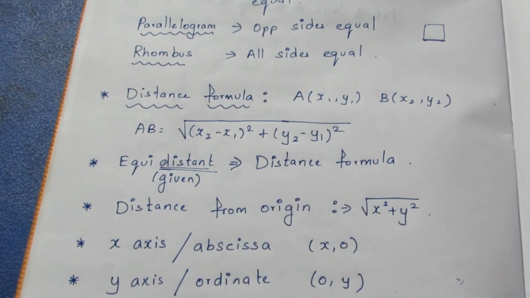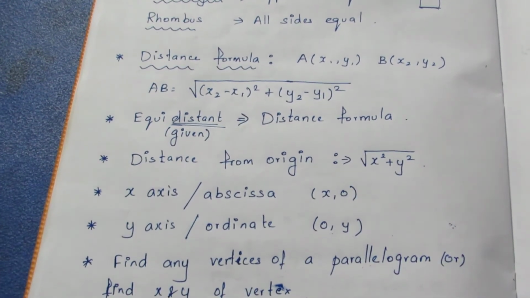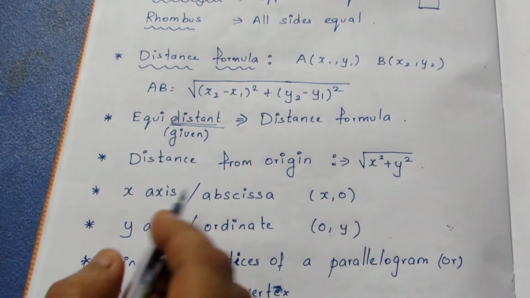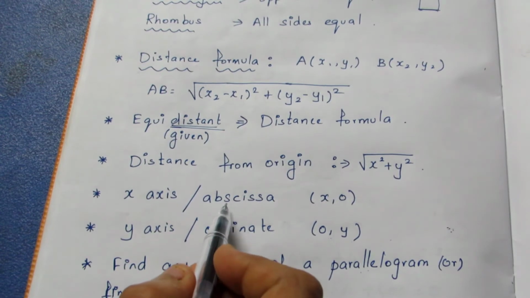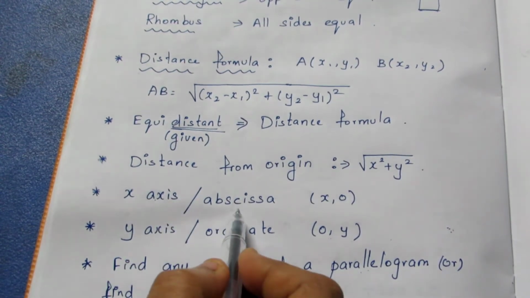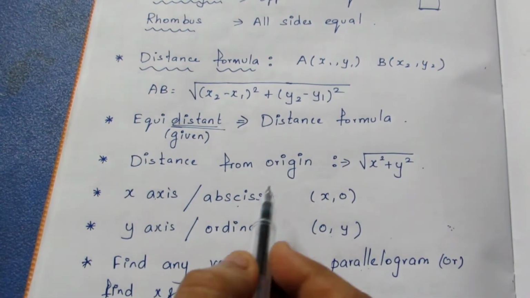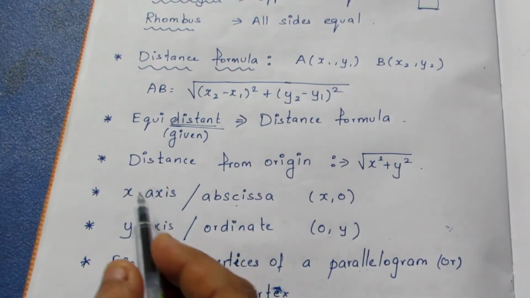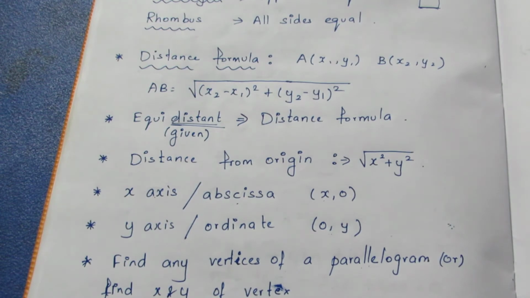We need to remember that if anything is given with x-axis or y-axis in the question, if it is x-axis, remember the coordinate will be x comma 0. The x-coordinate is also called abscissa. So if x-axis or abscissa is given, you need to take the point to be x comma 0. On the x-axis, y will be 0. So for that reason, we are taking a point on the x-axis to be x comma 0.